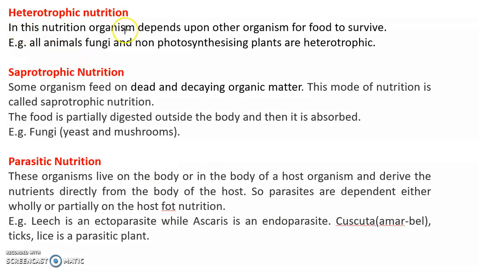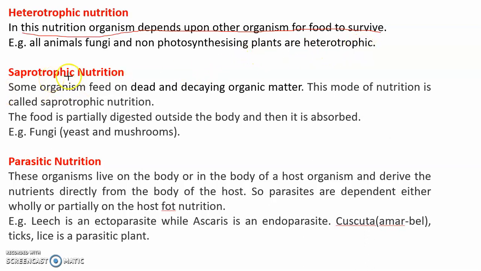Now heterotrophic nutrition. In this nutrition, the organism depends upon other organisms for food and survival. So we can say all animals and fungi and non-photosynthesizing plants are heterotrophic.